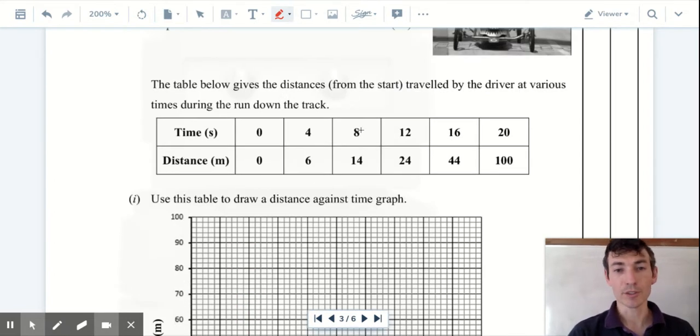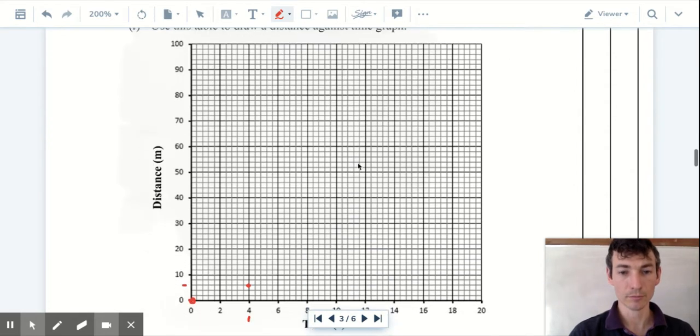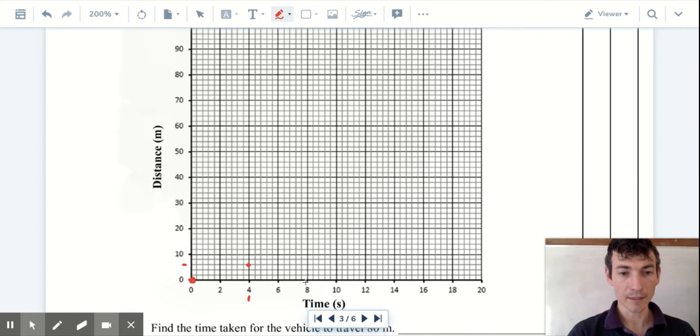Next point, 8 seconds and a distance of 14 meters. So there's 8 seconds and we want to go up to 14 meters. So there's 10, and each little box on this scale represents 2. So 10, 12, 14. So it's going to be along that line and we're at 8 seconds. So we need to intersect them, which is right there.